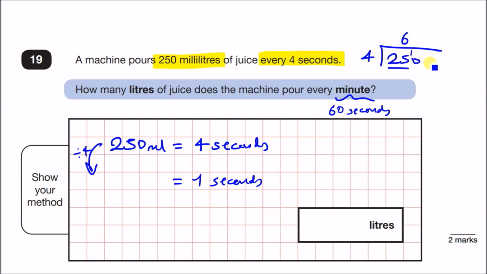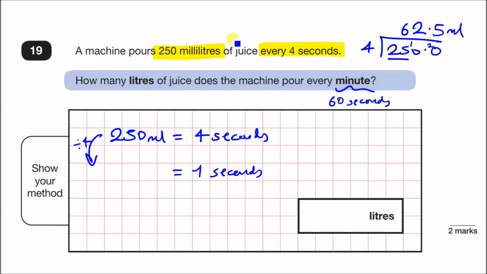So how many 4s are there in 10? Well, there's 2, and it should give us a remainder of 2. But because there are no more spaces, add an extra decimal 0 and put the 2 here. And therefore, we ask ourselves now, how many 4s are there in 20? Well, this divides perfectly and gives you 5. So actually, every second, this machine pours out 62.5 milliliters of juice. That number I don't quite like.